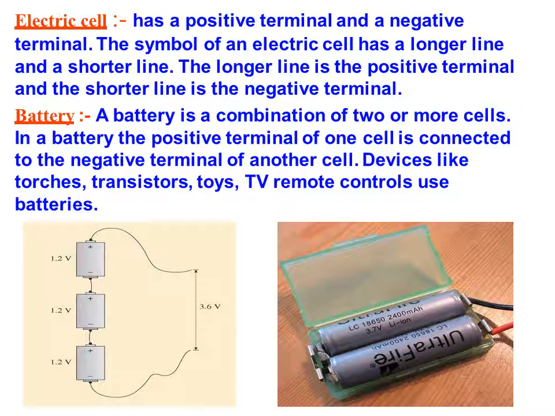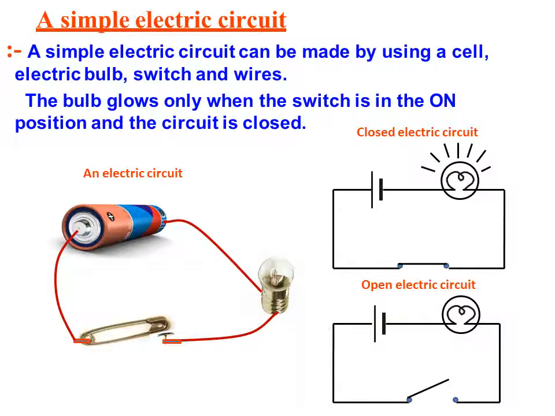But if you put negative with negative terminal and positive with positive terminal, the bulb will not glow, because there will be no flow of electric charge. Okay, then let's see a simple circuit here. A simple circuit can be made by using a cell, that means a single battery, an electric bulb, which can be of a very small resistance or very small power consumption, a switch and wires.